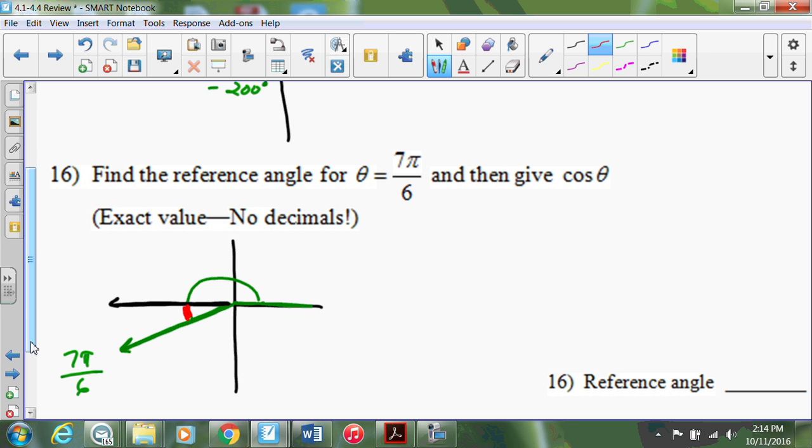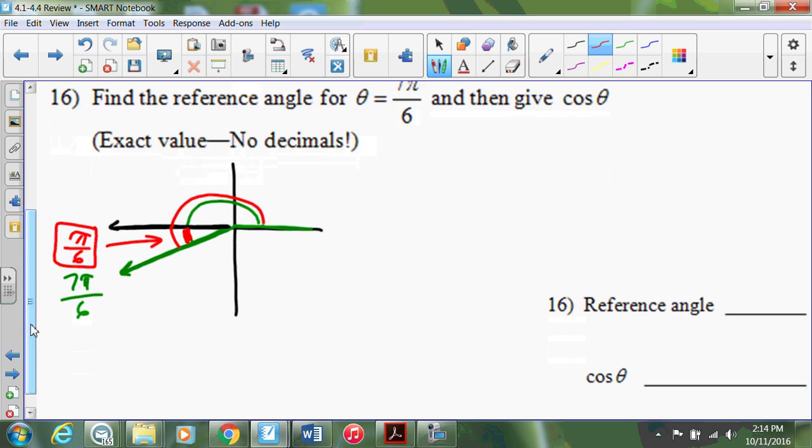So we know that if we already went 6 pi over 6, and then we had to do an extra one, then our extra part, the measurement, is pi over 6, and that is our reference angle, pi over 6. So let's see, they'd want the pi over 6 here. Be really careful because you might get tricked if you saw this on the test, because this is cosine of theta. Pi over 6 is not theta, okay? 7 pi over 6 is.